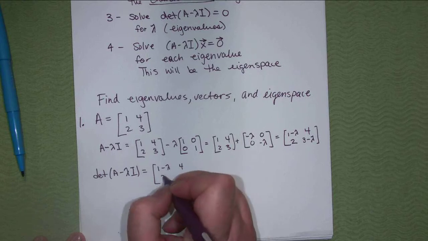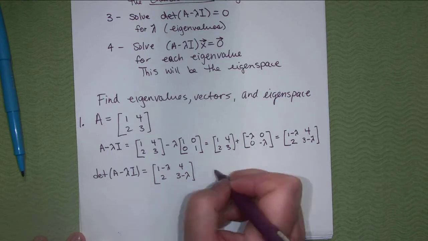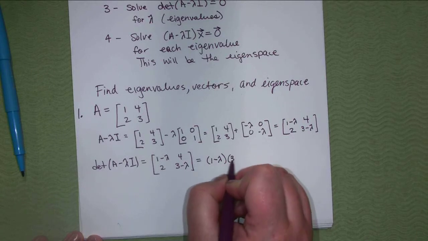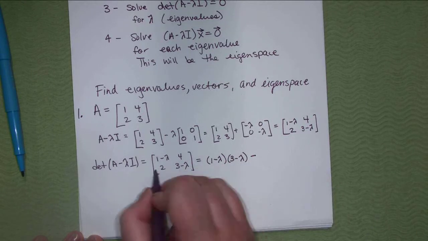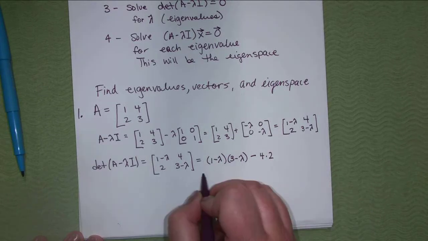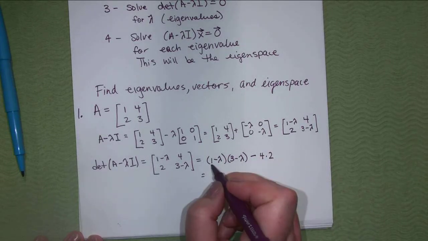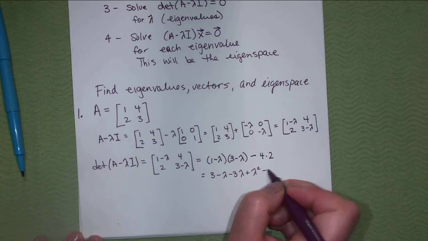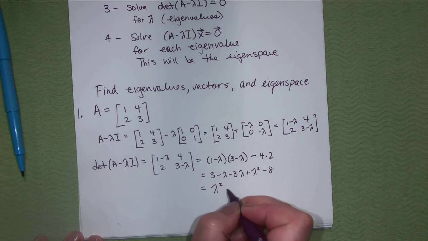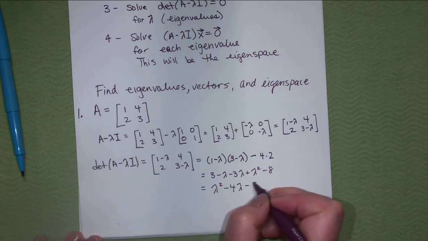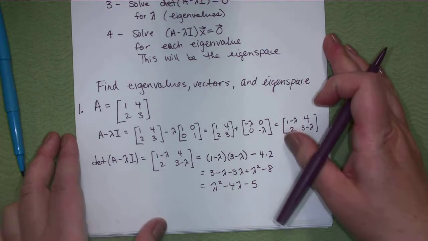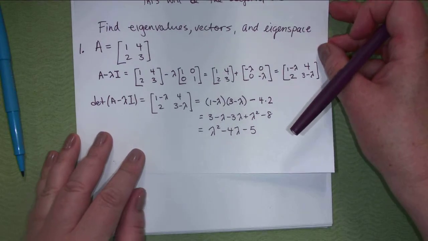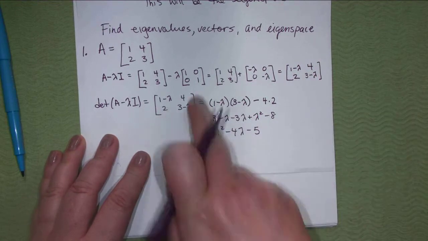So a 2 by 2 is easy enough. Multiply the diagonal and subtract the backwards. So if we work this out, there it is. So it gives you a polynomial. Now, you don't always want to multiply that out because you do need to factor it. And when it's a 3 by 3, you're going to have a cube in here.